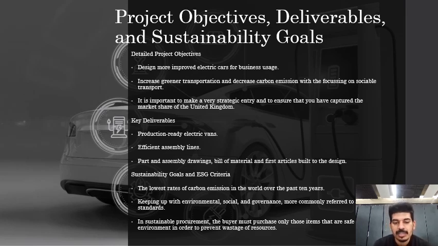Also the key deliverables are product and efficiency, like part and assembly drawings, and sustainability goals, ESG criteria, the lowest rate of carbon emissions in the world over the past 10 years. More about keeping up with environmental, social and governance standards, commonly referred to as ESG, in sustainability procurement. The buyer must purchase only those items that are environmentally safe in order to prevent wastage of resources.